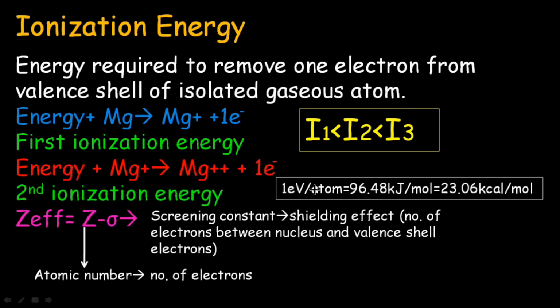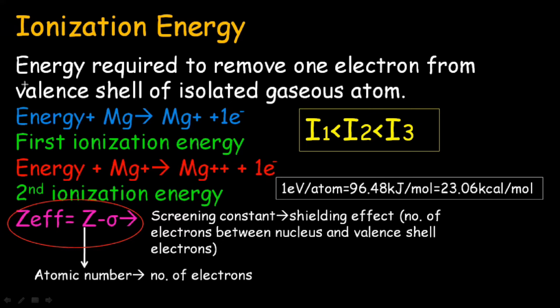The ionization energy is determined in electron volt per atom, which is equal to 96.48 kilojoule per mole, and which is still equal to 23.06 kilocalories per mole. The factor operating behind the ionization energy is effective nuclear charge, which is equal to Z minus sigma. Z is the atomic number and sigma is the screening constant. The screening constant is determined by the shielding effect.